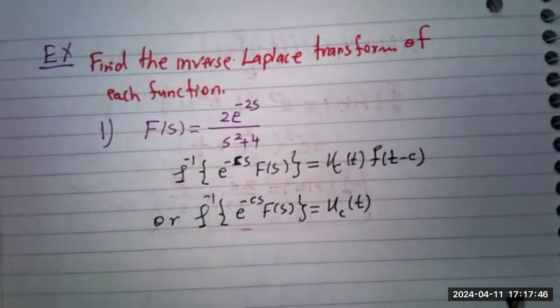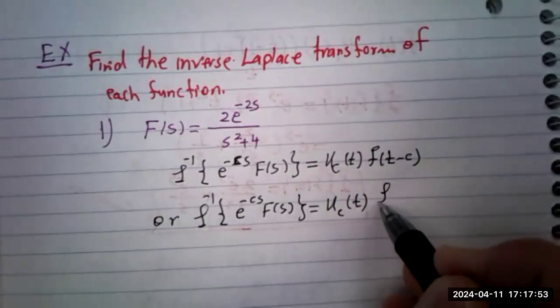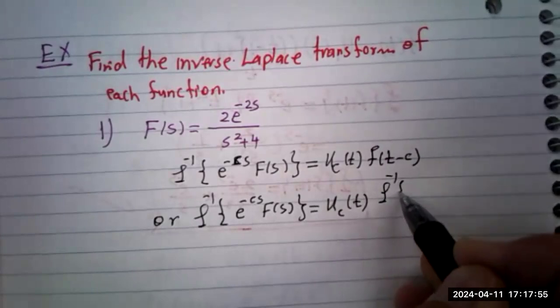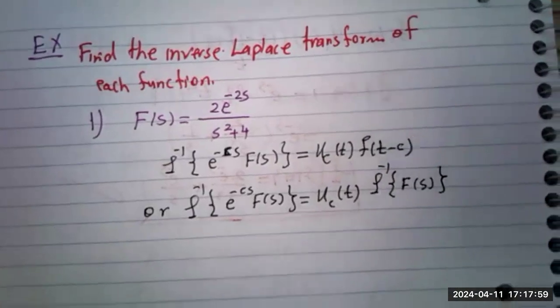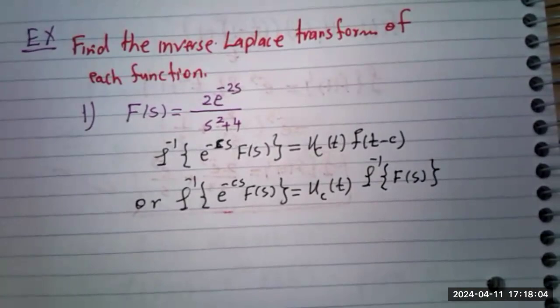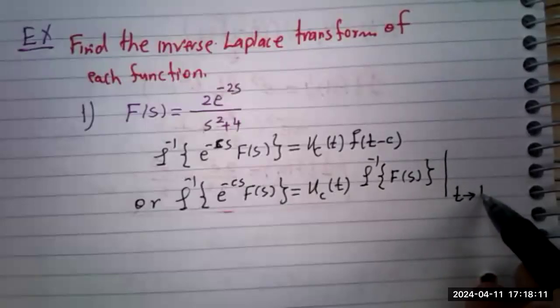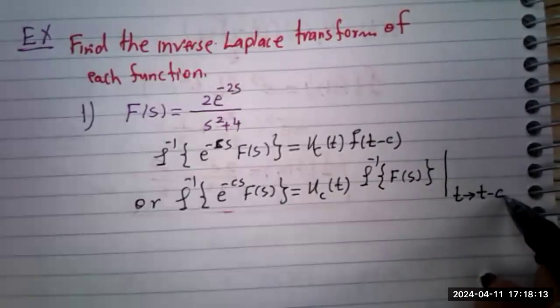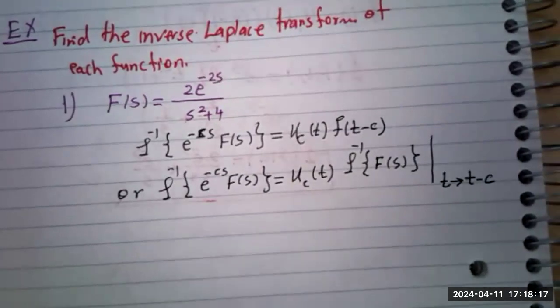So we are going to forget about u_c of t. We're going to find the Laplace inverse of the leftover, which is going to be F of s. And this function will be a function of t. And in the formula, you should have t minus c. So when you find it, you replace the t by t minus c. That's the way we are going to do it.